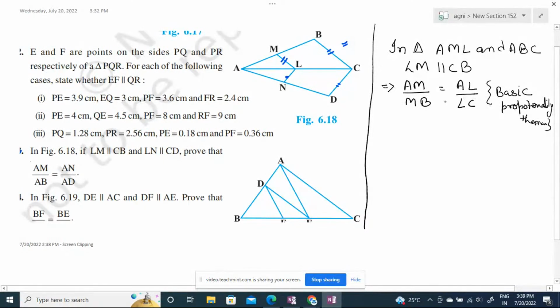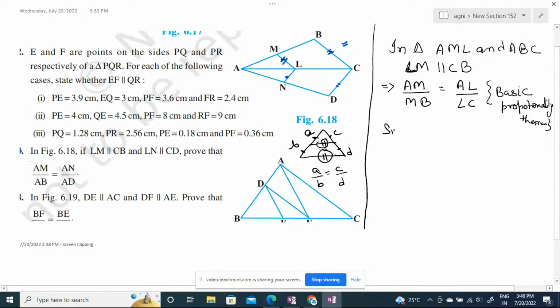What is the theorem mainly? For example, there is a triangle, and if these two lines are parallel to each other, then the ratio of this side and the ratio of this side, that means if it is A and B, and C, D, then A by B is equal to C by D, if these two lines are parallel. In the same way, in the question it is given LM is parallel to CB, then the ratio of its sides AM and MB is equal to AL and LC.